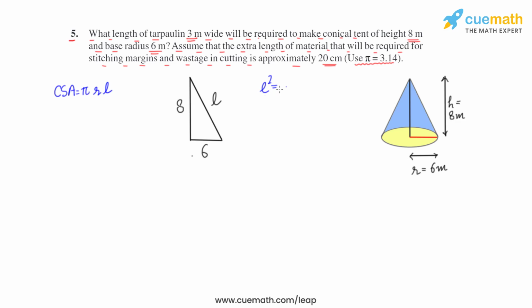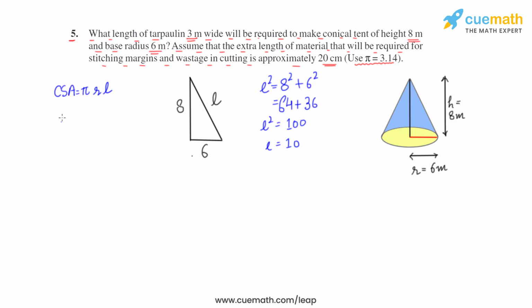So L square will be equal to the sum of squares of the other two sides. It means 8 square plus 6 square. So this comes out to be 64 plus 36. So L square is equal to 100. It means when we take the square root on both sides, L will be equal to 10. So the slant height is 10.